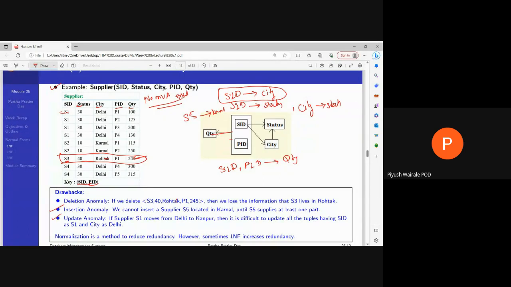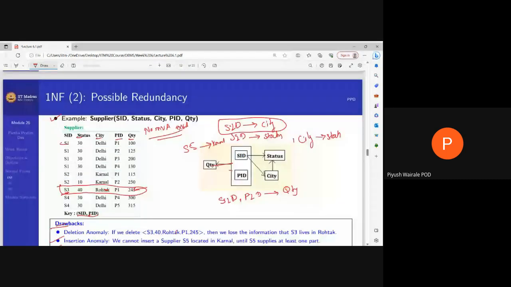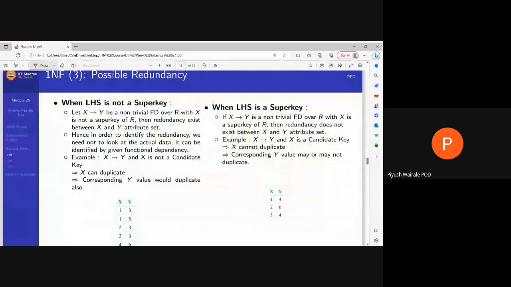So in order to overcome this drawback, we can go for 2NF, because there will be redundancy in the data. We can simply decompose this into two tables, and then we can remove these types of anomalies from the functional dependencies. So how do we do that, like how to convert 1NF into 2NF? That we'll discuss. Okay.